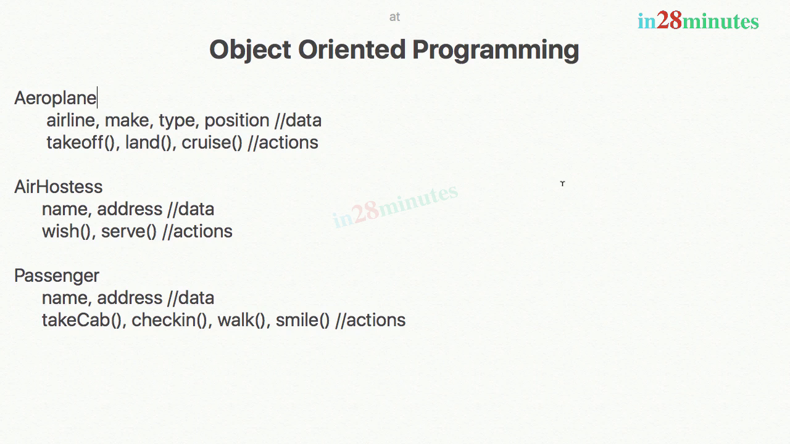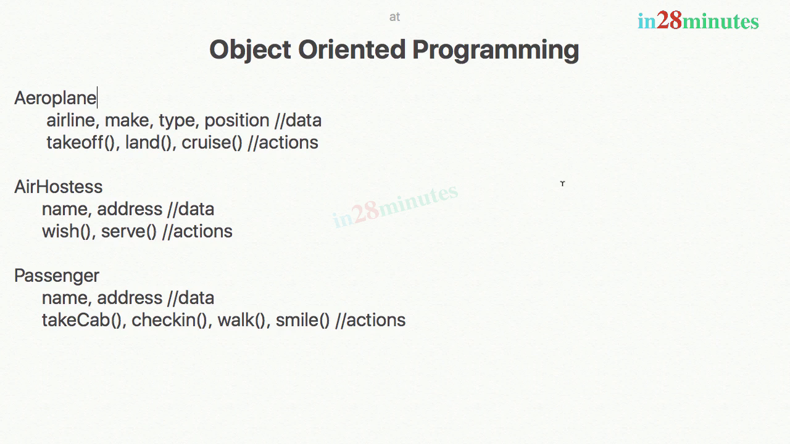So let's take the example of taking a flight again. The first thing that we would be thinking about is what are the different objects that are involved. An aeroplane, an air hostess, a passenger, an airport, a cab that I would need to take to the airport, also the different persons that might be involved.